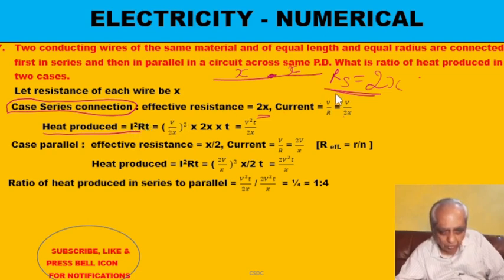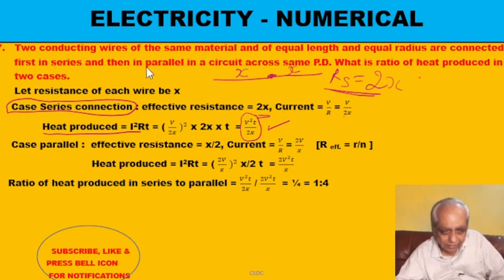So now what is my I? V upon 2X. So (V upon 2X) square. What is my resistance? 2X. Multiply by 2X into T. So that gives me, if you do the calculation, simple algebra, V square T upon 2X. So this is the heat production when the wires are connected in series.